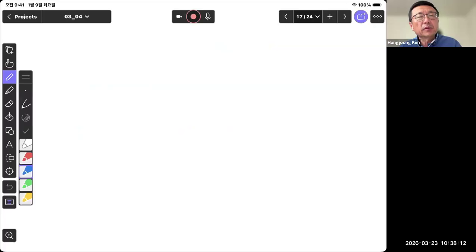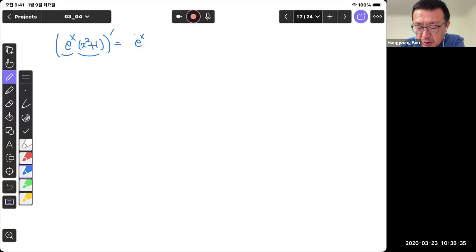So here is some example. If I have a product of two functions, say e to the x multiplied by x squared plus 1, in that case I have a product of two functions. When this product is differentiated, you need to differentiate one function at a time. So you differentiate e to the x and then multiply by x squared plus 1. And then it's time to differentiate x squared plus 1 while you do not touch the first one.